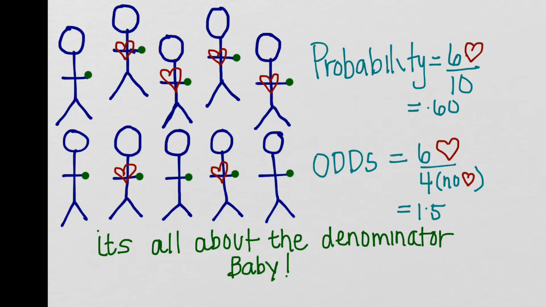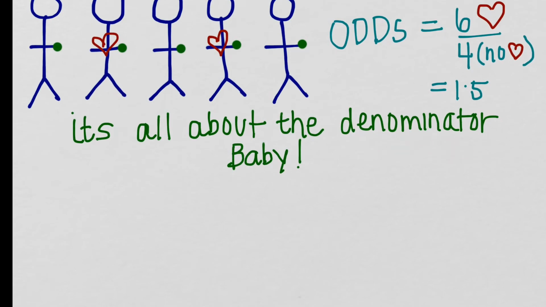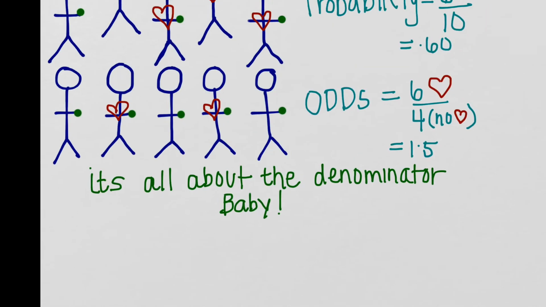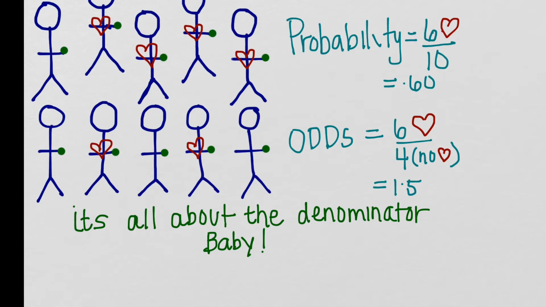So what do we say about probability or risk versus odds? Honestly, the major difference in the calculation is that it's all about the denominator. In the probability, it's the total number of patients. In odds, the denominator only represents those individuals who did not suffer from the outcome or the disease, which in this particular case would have been a heart attack.